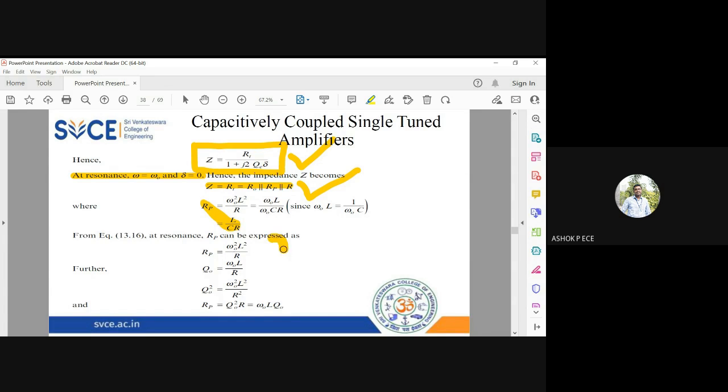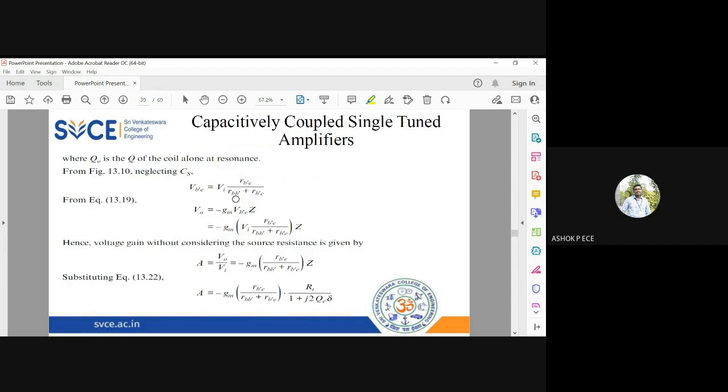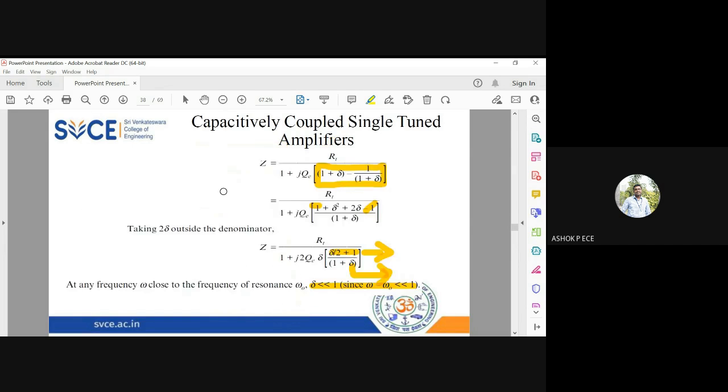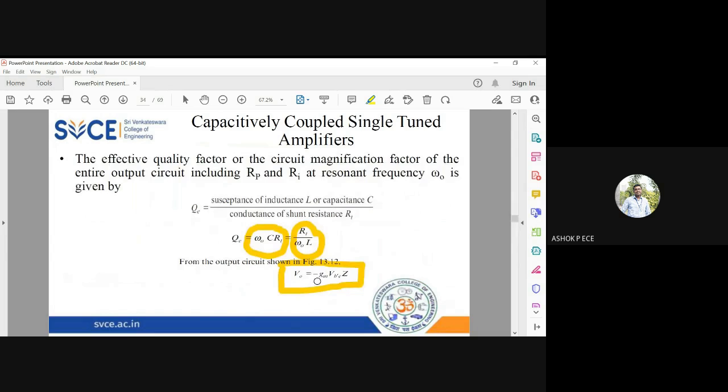Okay, so these are other notations, other ways of writing RP, which is actually not required. We just need to know that RP is L by CR, and we are going to work with Z because the output voltage depends on Z. So see, V naught equal to minus GM Vb dash e. See the expression for V naught, we have written V naught equal to minus GM Vb dash e into Z.